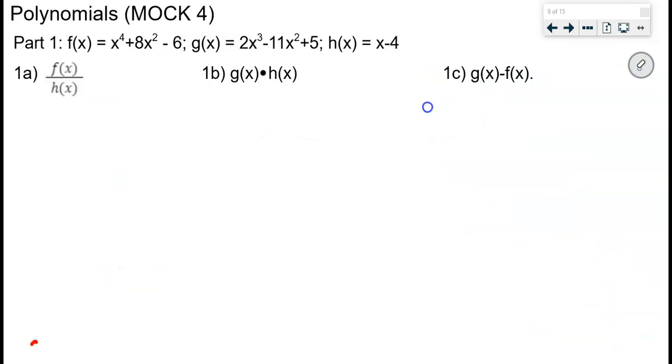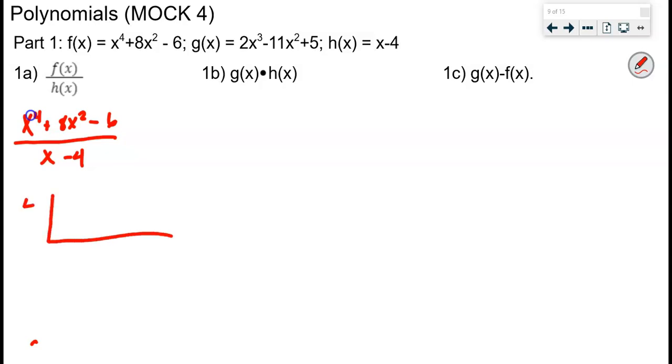Okay. So on this next one, it says f of x divided by h of x, right? So we are going to calculate that. So I'm going to actually write this x to the fourth plus 8x squared minus 6, okay, divided by x minus 4. Okay, well, the first thing I notice is that this is what we're going to divide by. I can use synthetic division with, okay? So I'm going to go ahead and put a positive 4 out here.